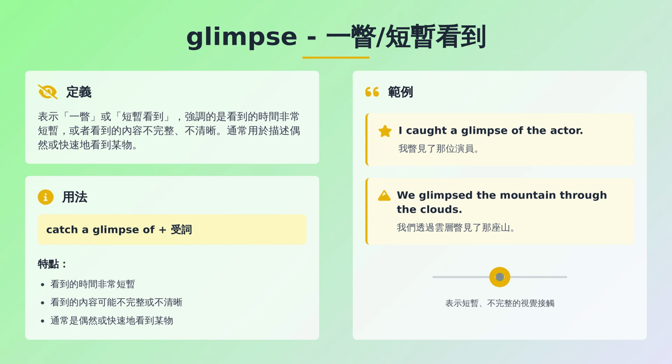Usage: catch a glimpse of plus object. Features: the sight is very brief. The content of the sight may be incomplete or unclear, usually a casual or quick sight. Example: I caught a glimpse of the actor. We glimpsed the mountain through the clouds. Tip: a glimpse indicates a brief, incomplete visual contact.